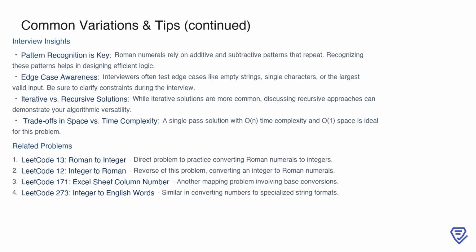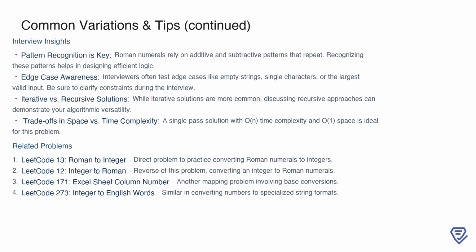While iterative solutions are the most common approach, discussing recursive alternatives can showcase your algorithmic versatility and problem-solving skills. Additionally, consider the trade-offs between space and time complexity. For this problem, an ideal solution would be a single-pass algorithm with O(n) time complexity and O(1) space usage.